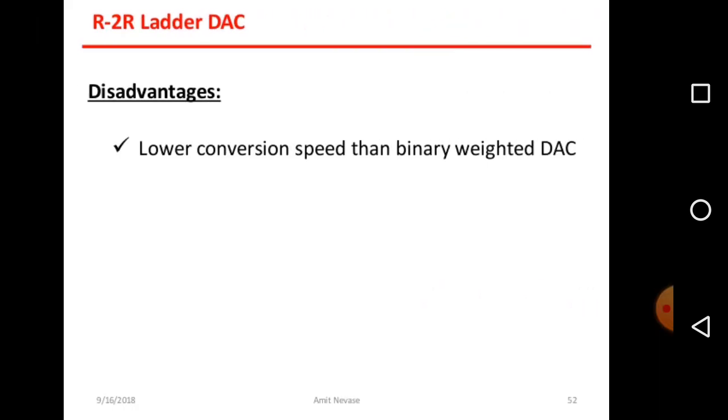What is the disadvantage of the R-2R ladder DAC? Low conversion speed compared to the binary weighted DAC. That is, the disadvantage of the R-2R ladder DAC is low conversion speed than the binary weighted DAC.